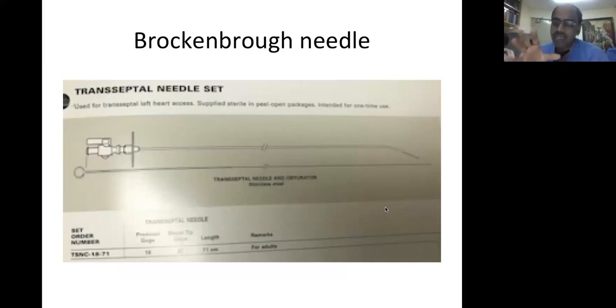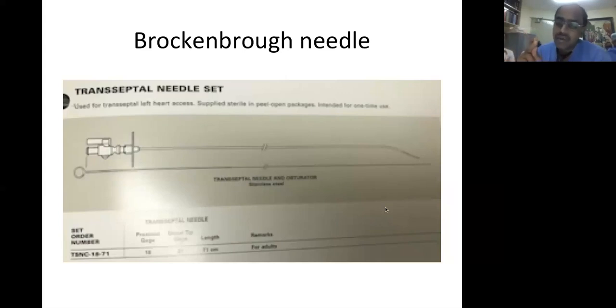It used to be a catheter or cath lab gadget primarily used by adults and not often used by pediatric cardiologists at all till a few years ago. Now there are so many types of interventions that are possible with the Brockenbrough needle. So you all should know about the Brockenbrough needle.